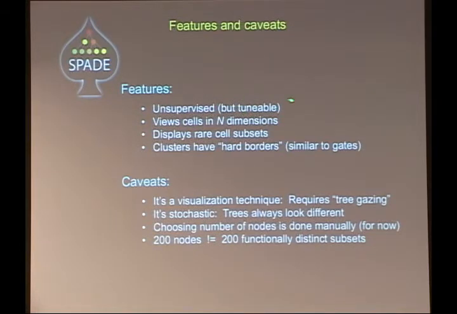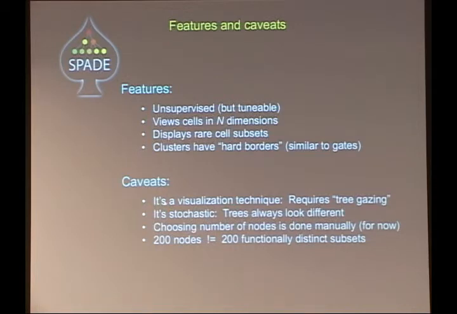But for now, what I like about Spade is that it is unsupervised. I think that's very good. It's good to take a broad look at your data and drill down to the things that matter to you. It looks at everything in all the dimensions, whereas by eye we can only look at 2 or maybe 3. And it displays rare cell subsets thanks to that downsampling step. And then the clusters have hard borders, which is easier for me at least to understand instead of these probabilistic borders that other software like Gemstone uses.